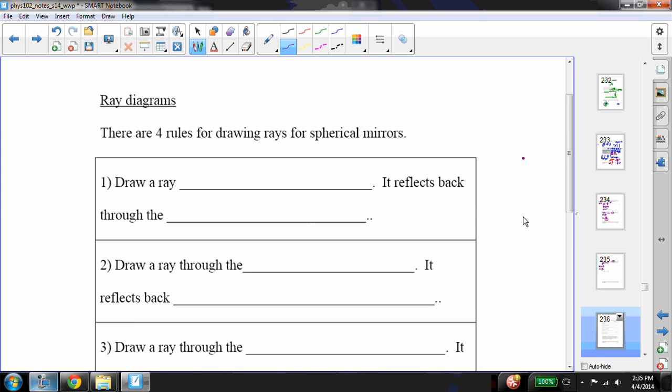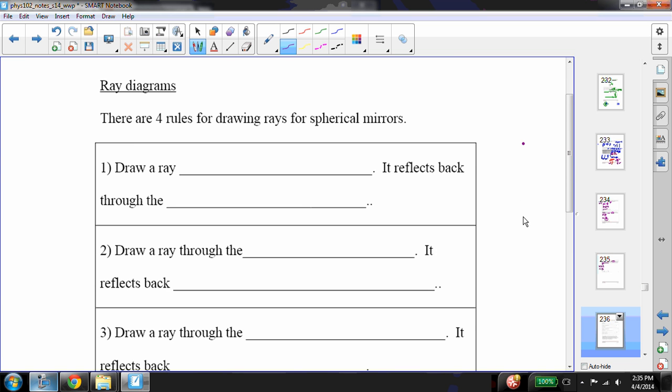Next time we join, we'll pick up with ray diagrams and how to draw rays through these various mirrors.